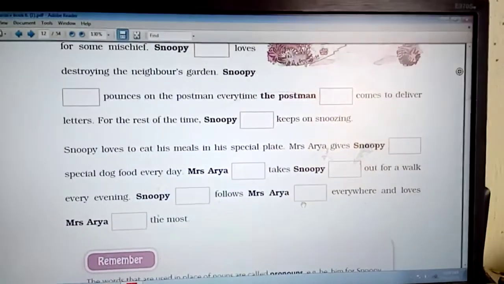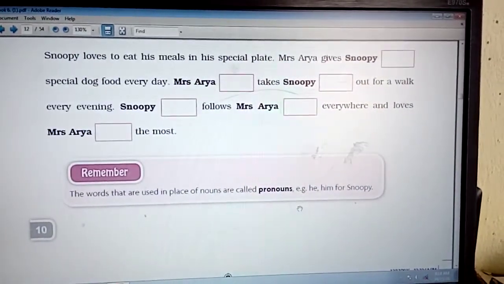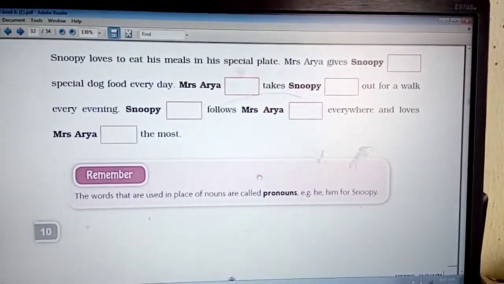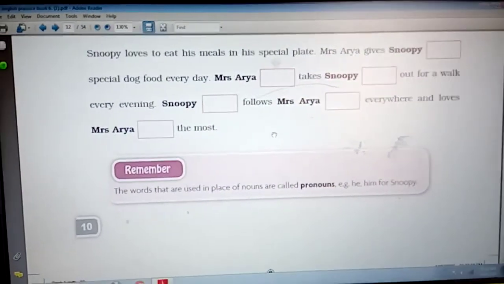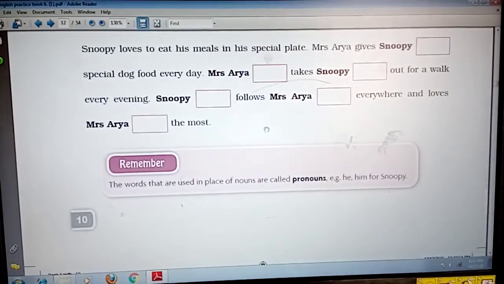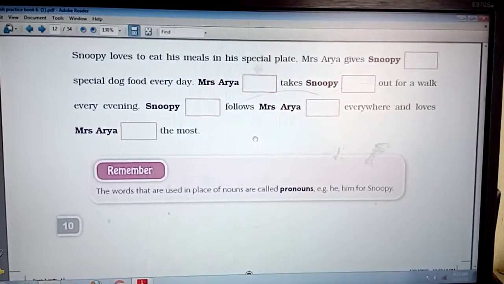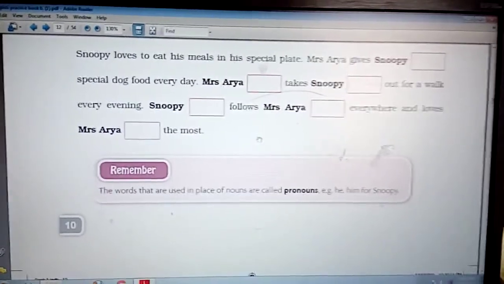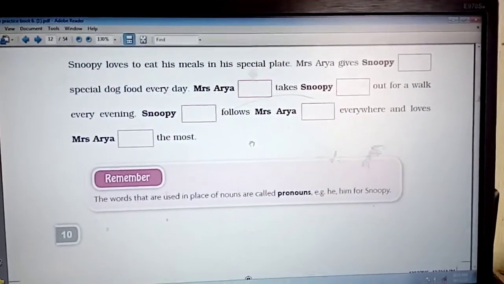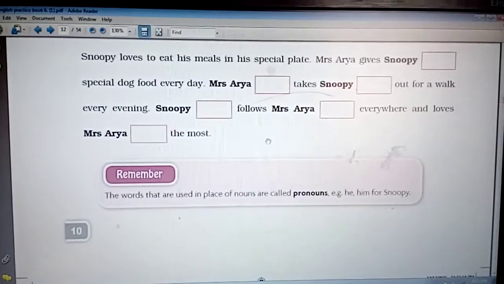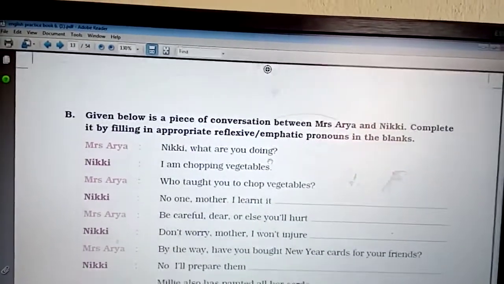So these are the pronouns used in the place of the given nouns. The word which is used in the place of a noun is called a pronoun. As an example, we have used he or him for Snoopy, she for Mrs. Arya, he for the postman, etc. See question number B.